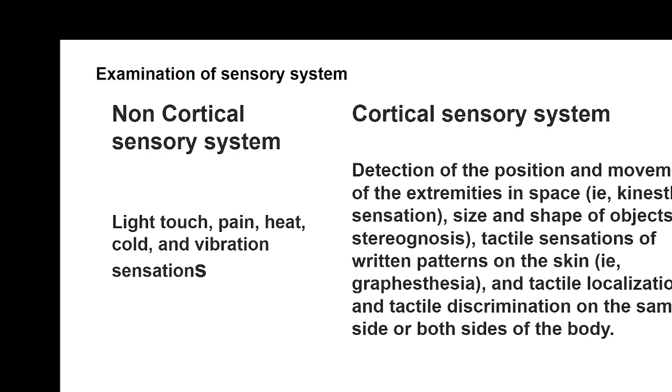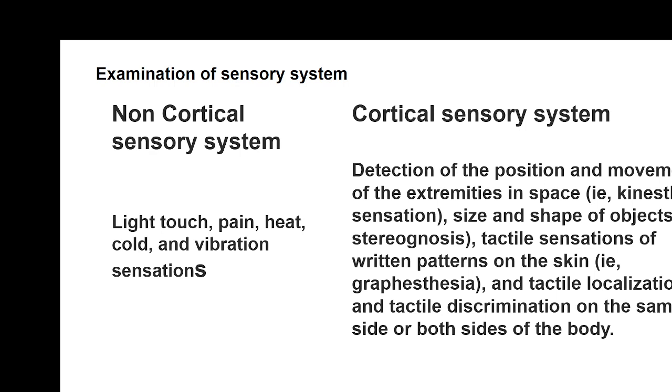Now, the next is about the sensory examination, the somatic sensory examination. Somatic sensory examination is again of two categories. Sensations are primarily categorized into non-cortical as well as cortical sensory systems. What we mean by that is, ultimately the sensation which is received at the cortex of the brain, which are also called relatively deeper sensations, they are the cortical sensory system.